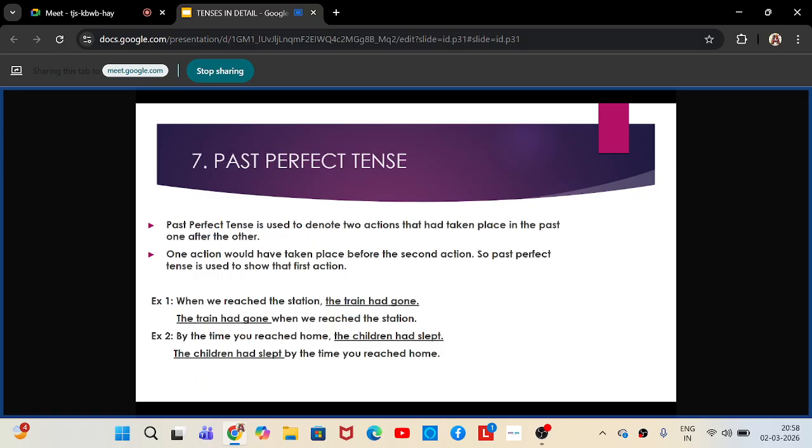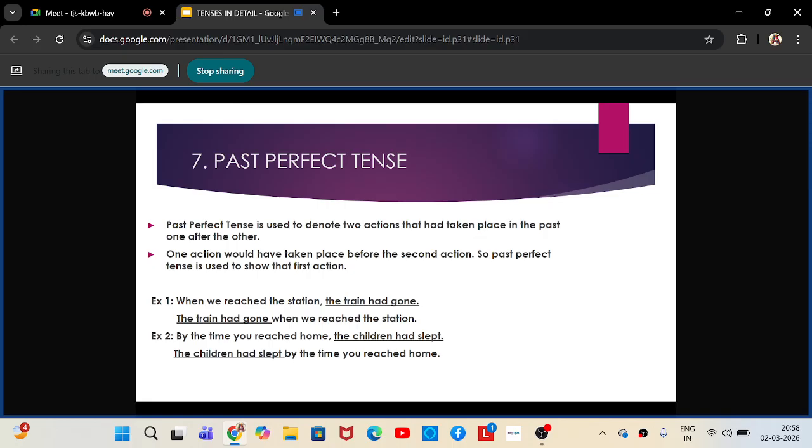Anyways, we will check here. Past perfect tense is used to denote two actions that had taken place in the past, one after the other. That means one action would have taken place before the second action. So, two actions happened in the past, but one happened first and then only the other one happened. So, here you will use the past perfect tense to show that first action.